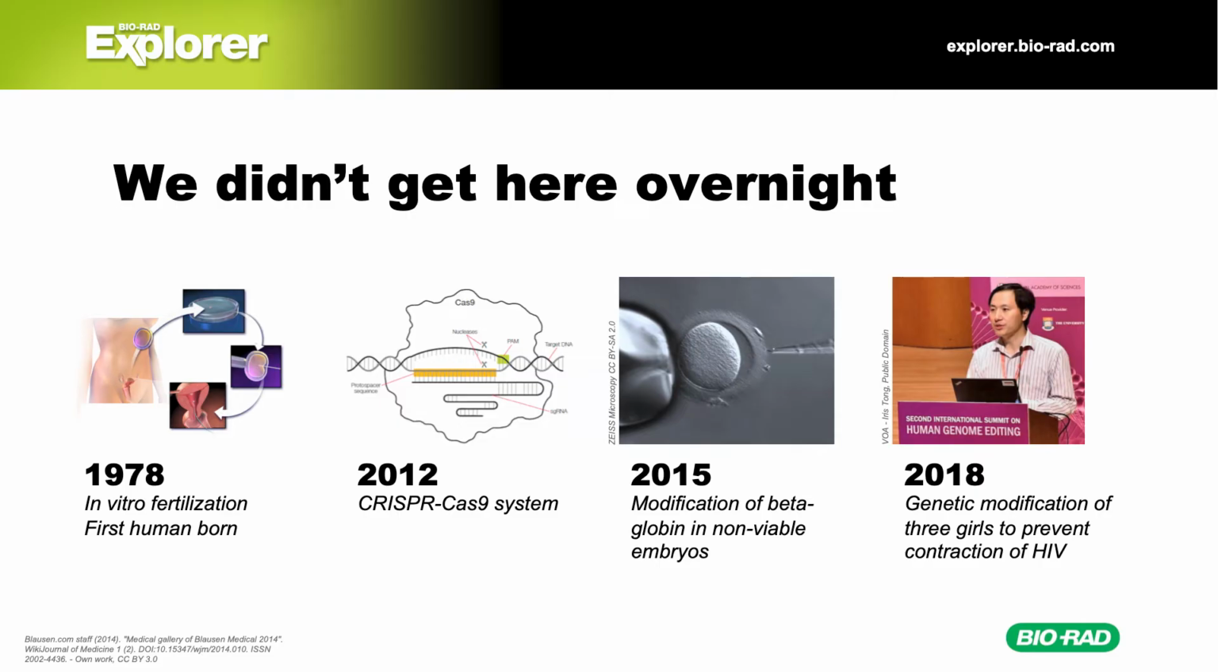In 1978, we had the first human born through in vitro fertilization. And this is big because it's removing the eggs and sperm, combining them externally, and implanting them back into the woman, which allows for potential manipulation of those germline cells. In 2012, CRISPR-Cas9 hits the scene, and by 2015, China has already published a paper on modifying non-viable human embryos. The watershed moment, though, is 2018, when Dr. Jingkui He announces that he has modified 3 girls' genomes to make them, hopefully, not susceptible to HIV.